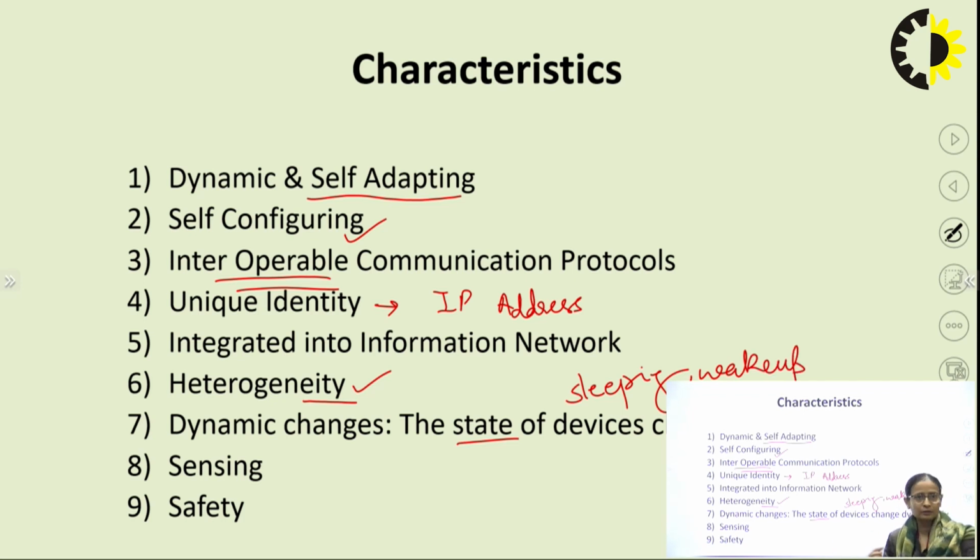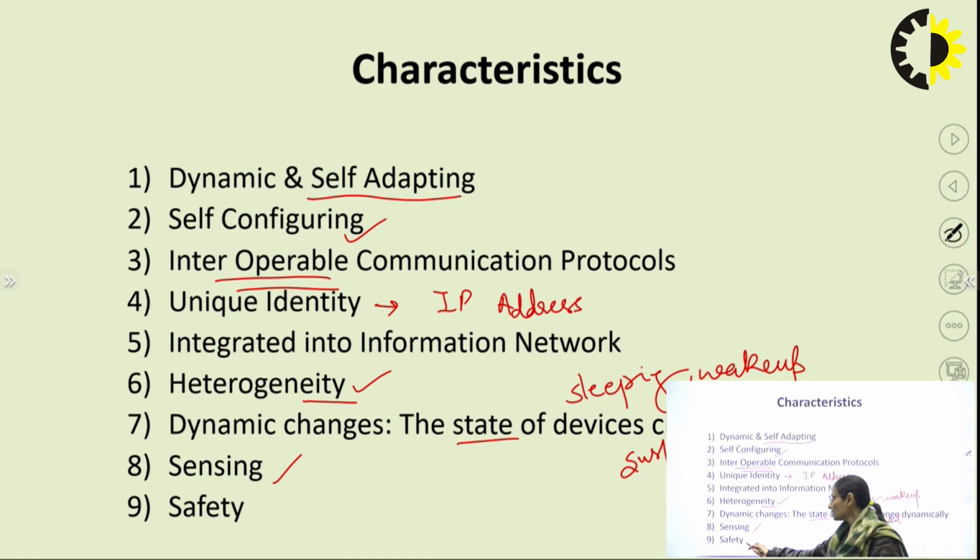Similarly, we could have other states of the devices also. For example, we can suspend it according to the change in the environment, or if it has been suspended, then we can resume it. So these are the various states of the devices, and they all change dynamically because they are sensing. Sensors are built into all these devices, so they are sensing the environment. As soon as they sense a change in the environment, their state changes. On the basis of this, another important characteristic is sensing. That is, they should have the ability to sense their environment.